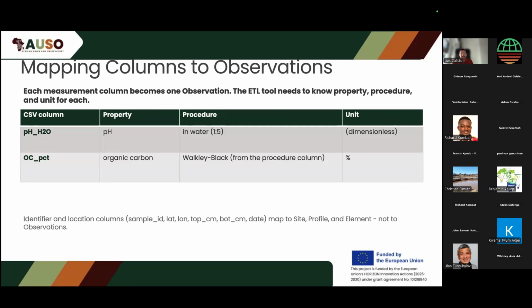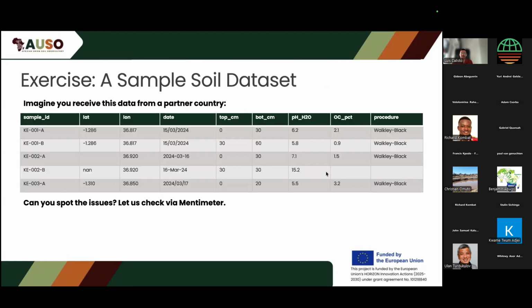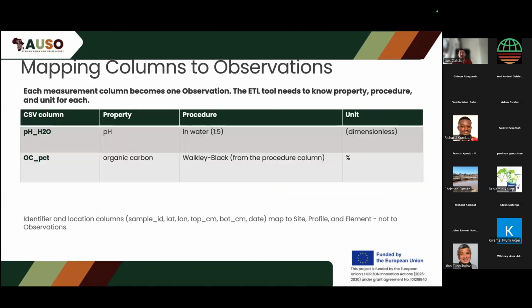Okay, so for example, when we do the loading, when we do the ETL, like I said already, each measurement column becomes one observation. So in this table, I have two measurement columns. I have two observations, okay? These two. And these are very important to map. I need to know for each one of these observations, the property, the procedure, and the unit, and of course the different vocabs that define them.